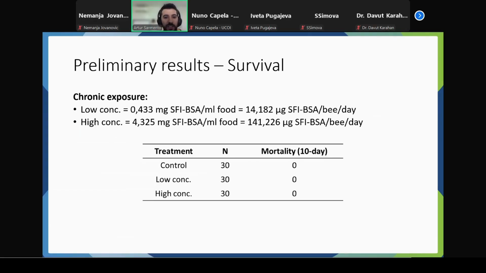Now, going to the chronic test, which lasted 10 days of exposure, we checked every 24 hours and renewed the food every 24 hours. But as you can see, we also had no mortality.